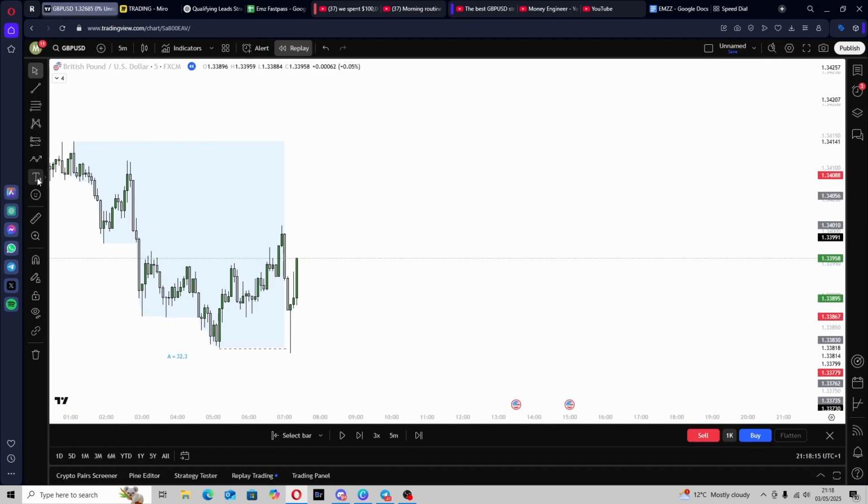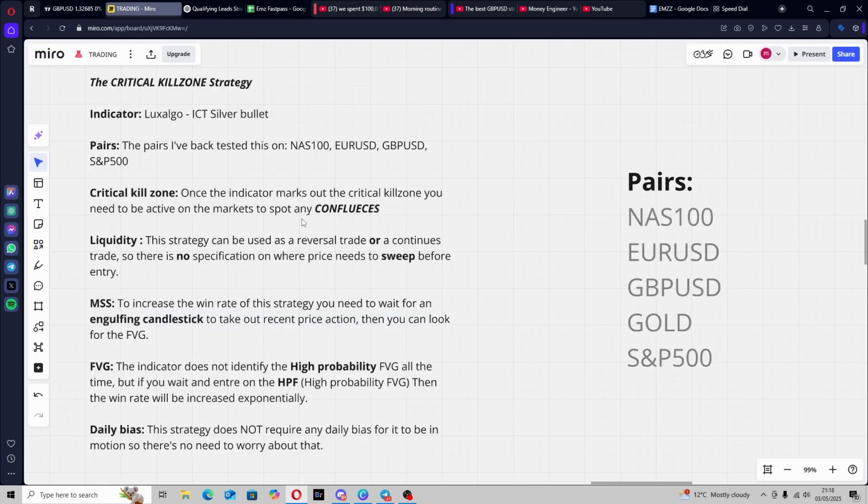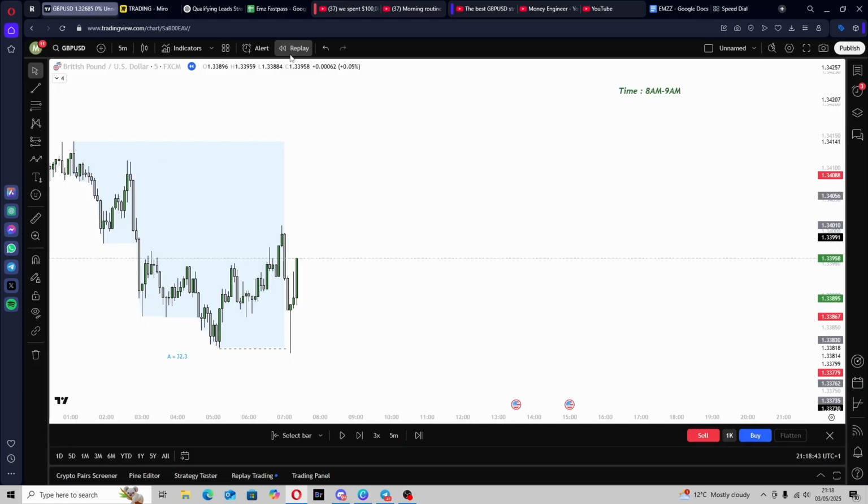And this strategy works on the time frame of 8 a.m. all the way until 9 a.m. So it's a very tight window where you need to enter your trade straight away. As you can see, we're getting very close to 8 a.m., which is when we will be starting to trade. To increase the win rate of the strategy, you need to wait for an engulfing candlestick between 8 a.m. and 9 a.m. that takes out recent price action. Then you can look for the fair value gap.